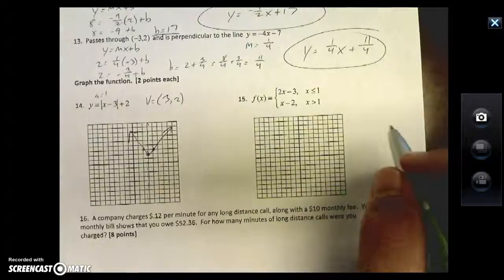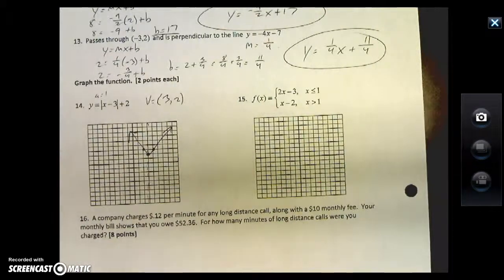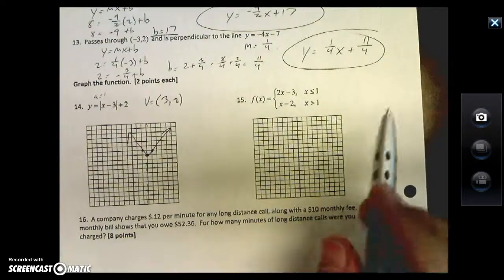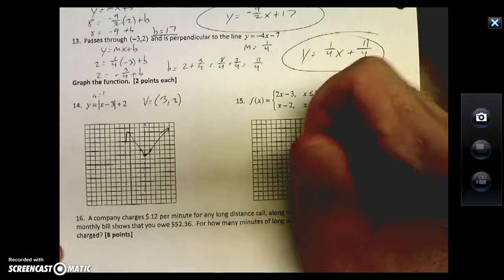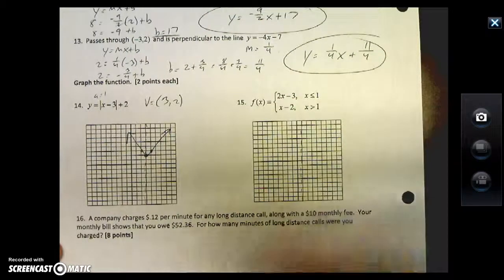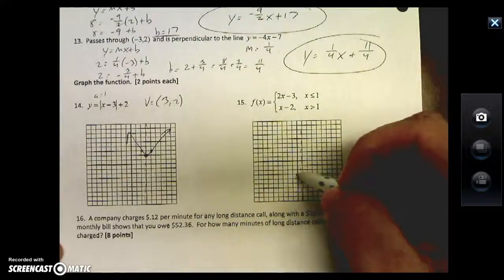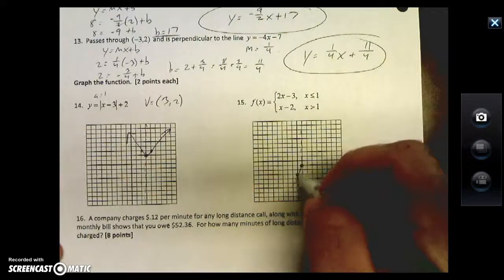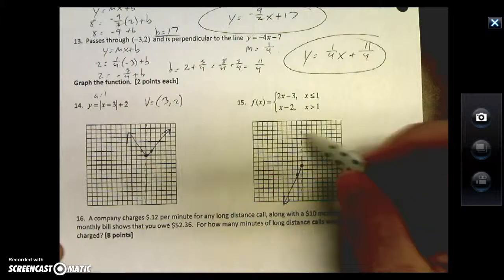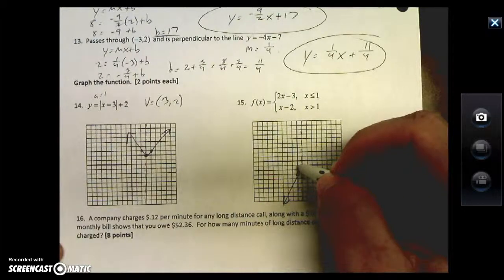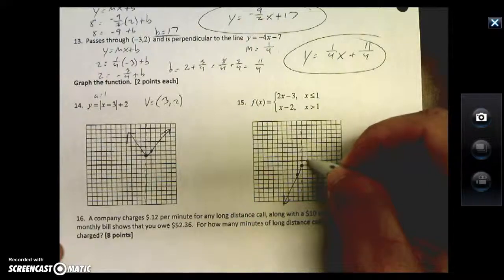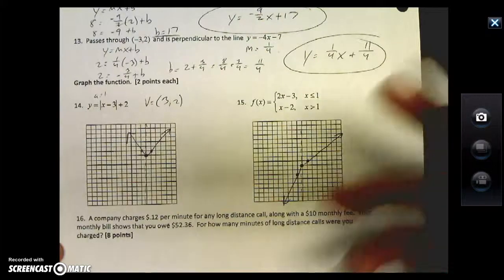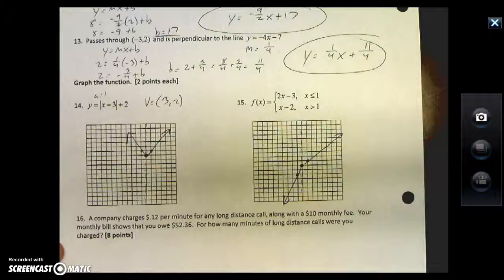Okay. 15, piecewise, again, much the same. I think these are actually the same problems as the previous practice test. Still good for you to see them again. F of x equals 2x minus 3 for x less than or equal to 1. So here's my line. 2x minus 3 is down here. Here's my negative 3. Up 2 over 1. We're going to go closed circle, because it's less than or equal to. Everything to the left. X minus 2 starts down here, and then my slope is up 1 over 1. So I'm starting here, up 1 over 1. Okay, there we go again. Piecewise, just 2 lines on one graph, and you only want certain portions of it.